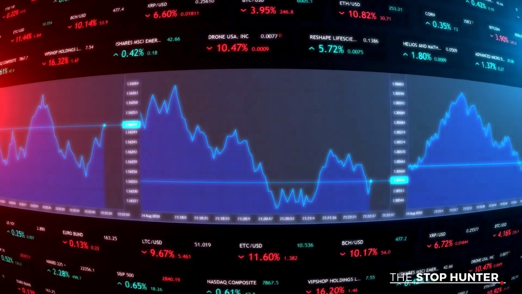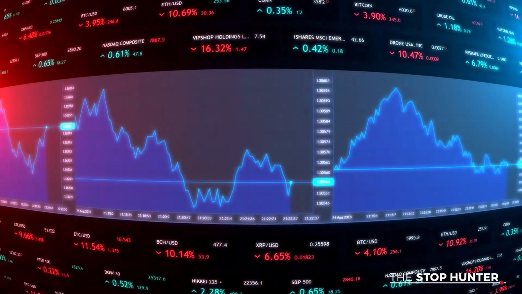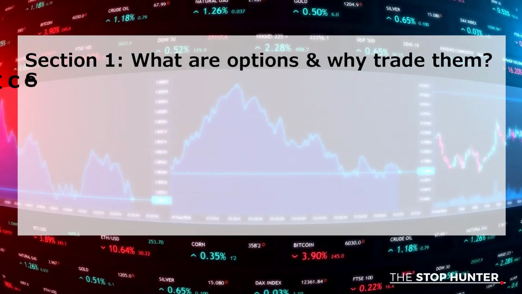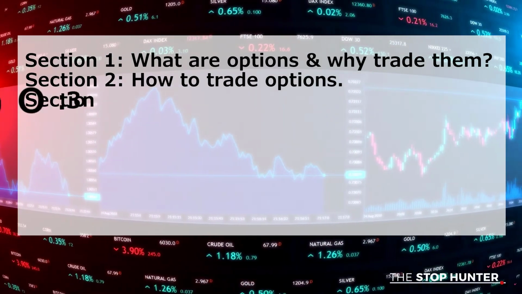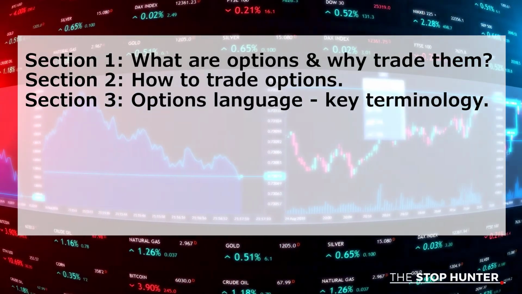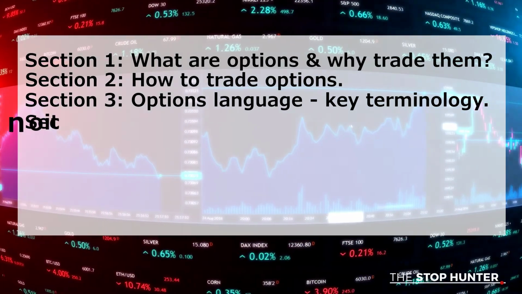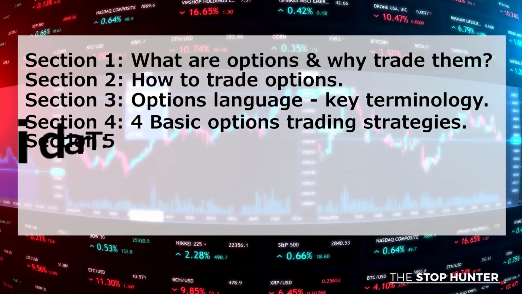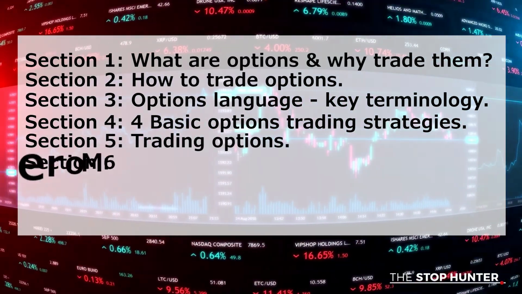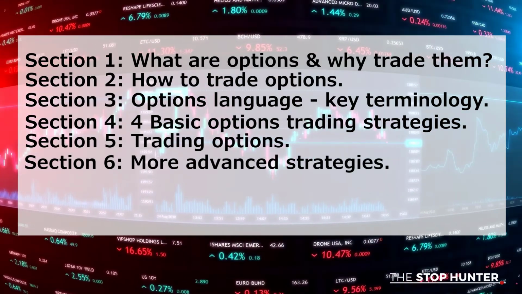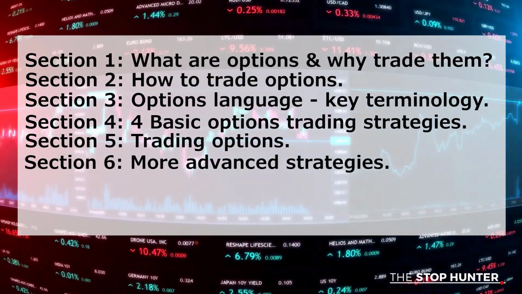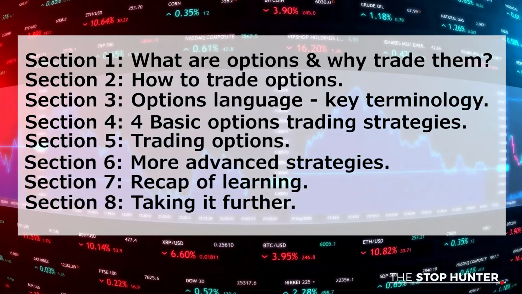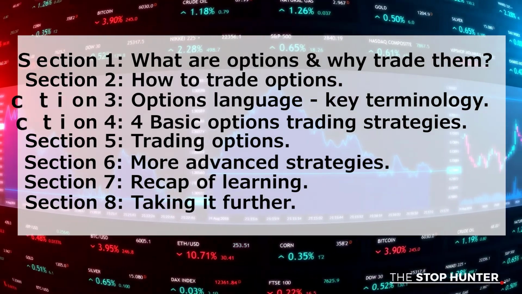Now we've got a lot to cover on this quick start guide. Firstly, we're going to look at what options are and why you'd want to trade them, and then how to trade options, and then the key terminology, the language you need to know straight away. Then 4 basic options trading strategies, then a bit more around the practicality of actually trading options, then a look at 2 more advanced strategies just to whet your appetite on what you can achieve. Then we're going to summarize what we've learned, and then I'm going to throw in a few ideas for how you can take the whole subject further.